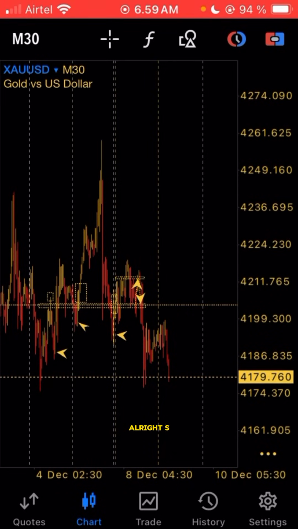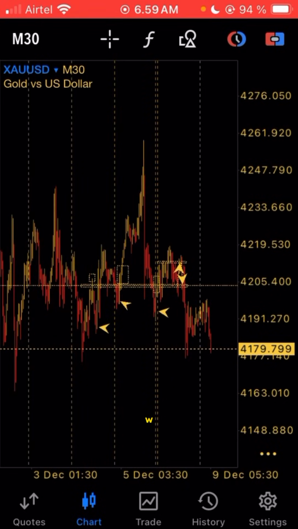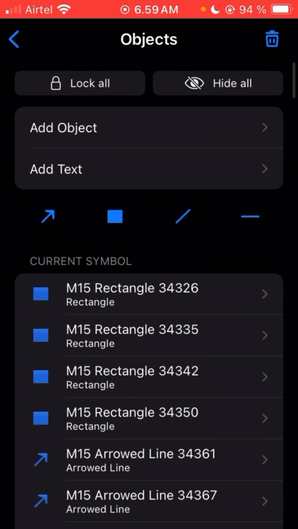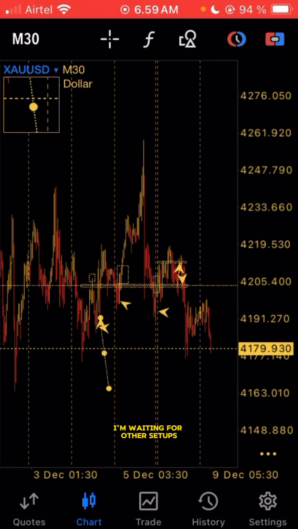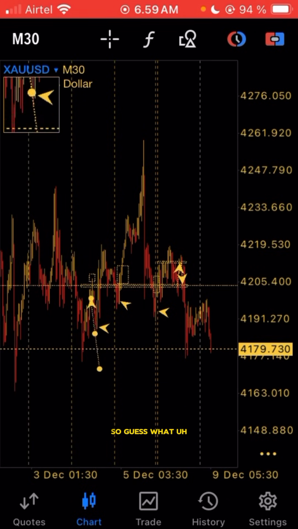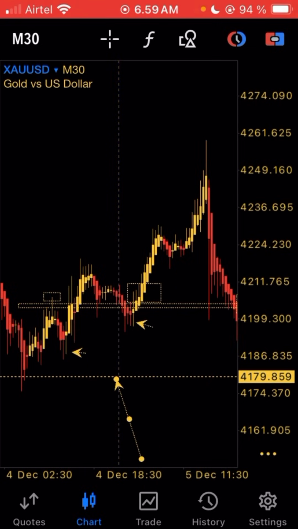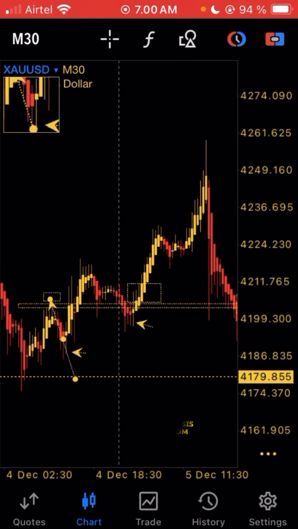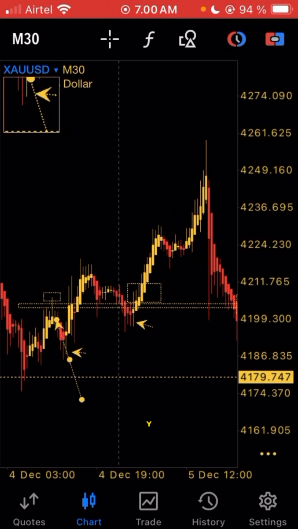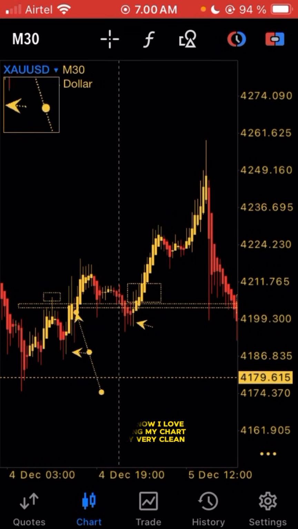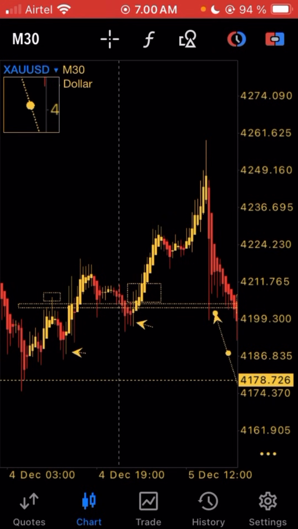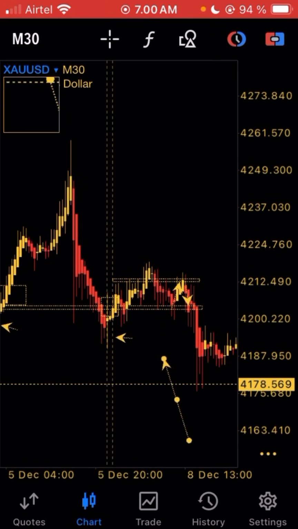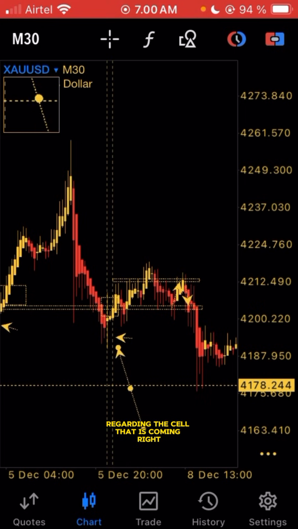All right, so as you guys can see, what I said was exactly what happened after some time. I didn't bother to trade at all. I'm waiting for other setups. So guess what? This was where we started from. We did our analysis all the way from here. Remember, I love keeping my chart very, very clean. I don't like putting too much, but I left this there because I made an analysis earlier regarding the sell that is coming, right?